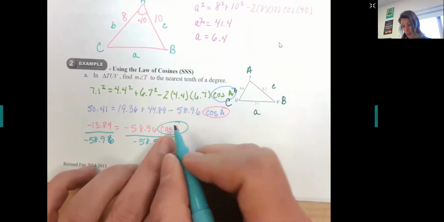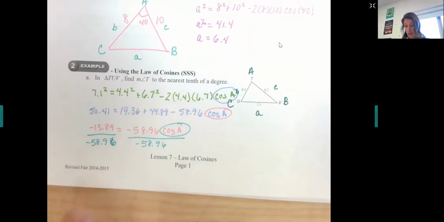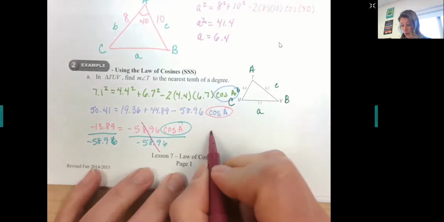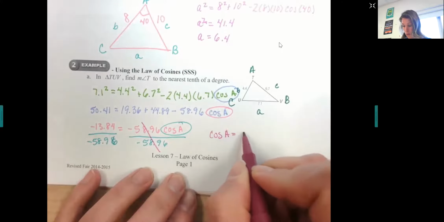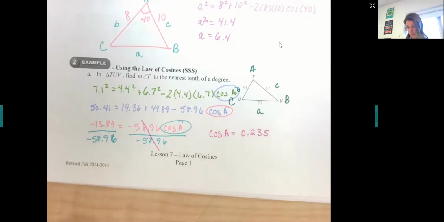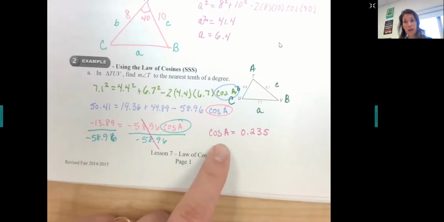So cosine A, notice these two, negative 58.96 on the top and the bottom, they canceled out. So now I have that cosine A is equal to 0.235. Now we can solve for A.